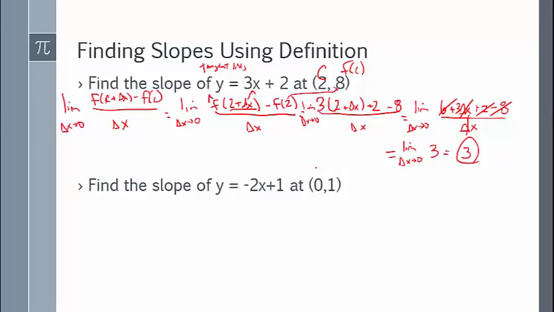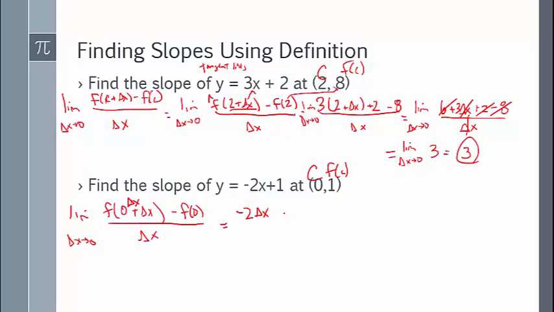Okay, so same idea here now. c is 0, f of c is 1. So I want the limit as delta x approaches 0 of f of 0 plus delta x minus f of 0 all over delta x. Now this is an easy one because 0 plus delta x is just delta x. So we take the delta x, plug it in for the x in the equation that we're given. We get negative 2 delta x plus 1 minus the 1 here, because that's f of 0, all over delta x. We want the limit as that approaches 0.